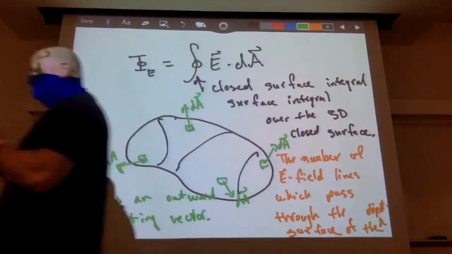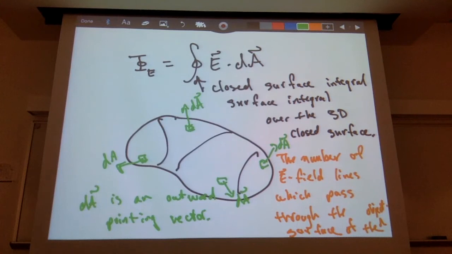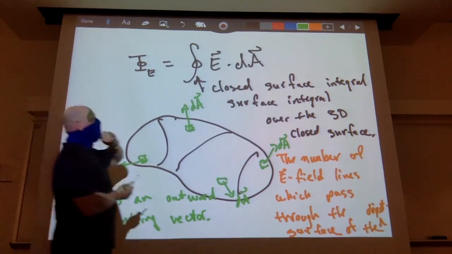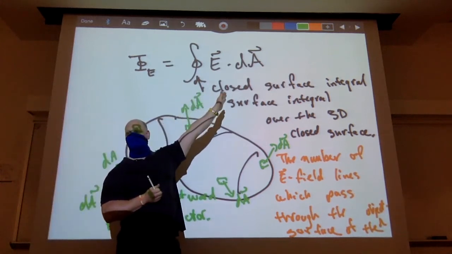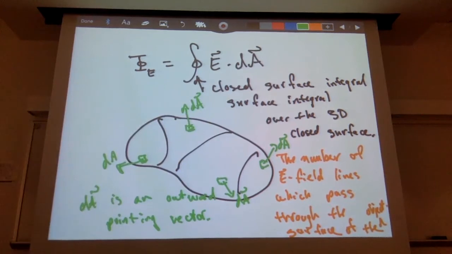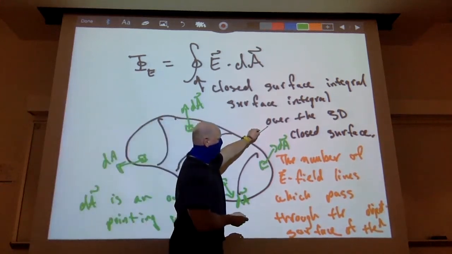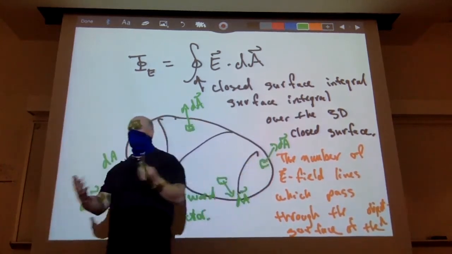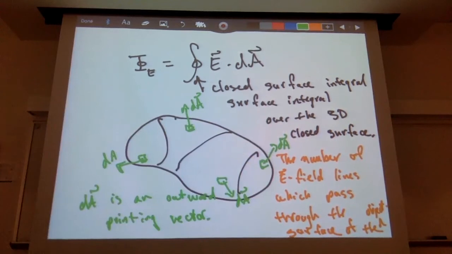Now, why is this important? Well, this is important because we have a dot product. The dot product, remember, inherently comes with a cosine of the angle, which means if I have electric field lines coming in to a surface, the area vector points in the opposite direction. That means I get a cosine of 180 degrees, which means I get a -1. Whereas if I have electric field lines which are coming out, in that case, I get a cosine of 0 degrees, which means I get a positive value.